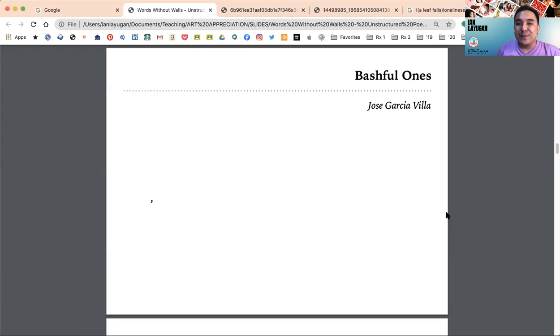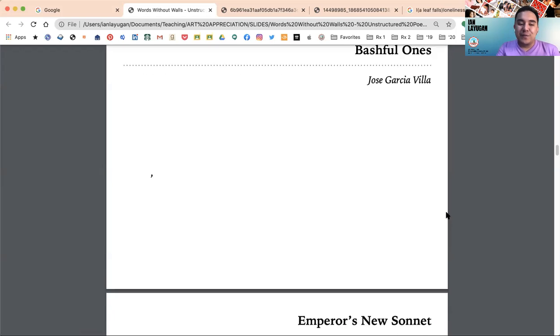But as long as you're able to put your idea or your story across. And the continuity of the comma shows that it doesn't stop. We're supposed to still speak. So that's just a reading, or that's just an analysis for Bashful Ones.